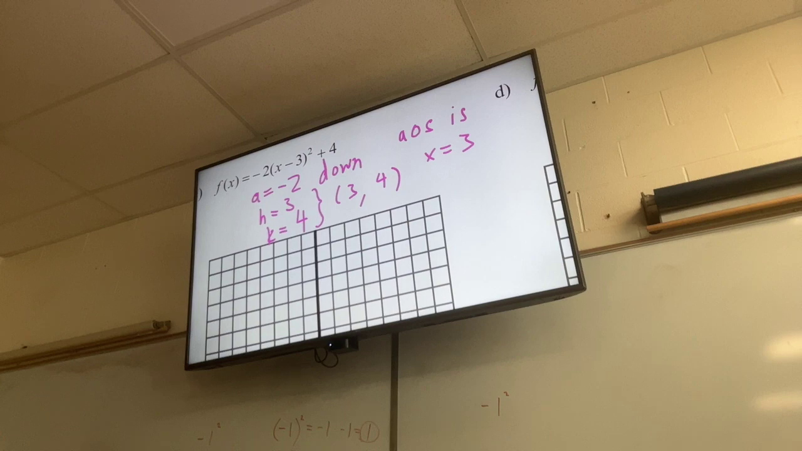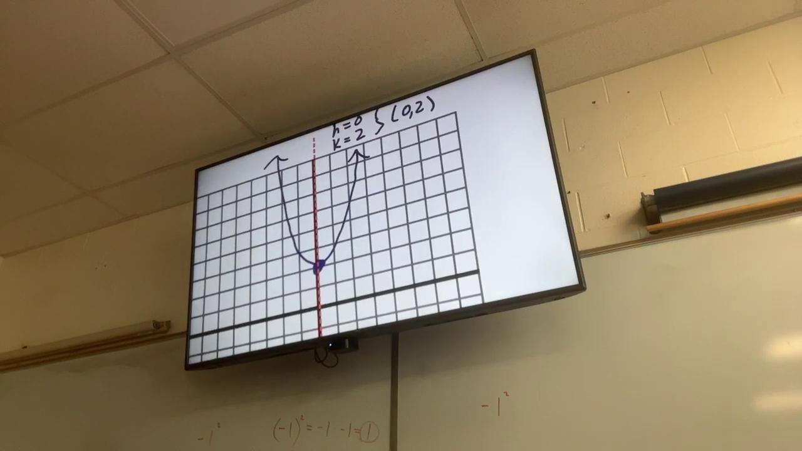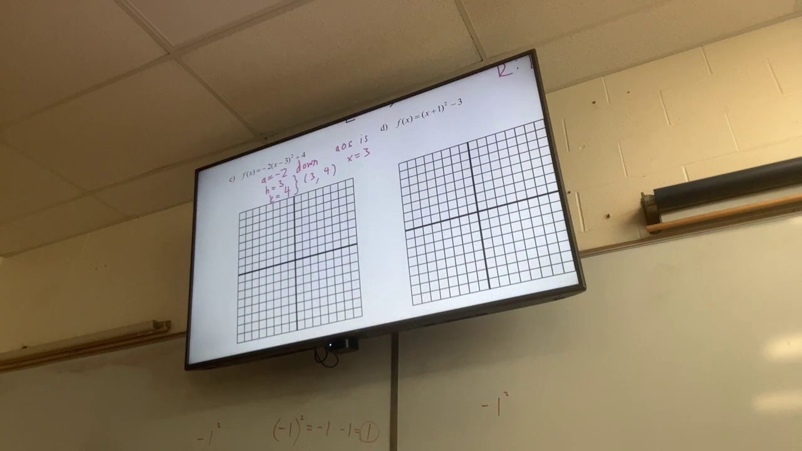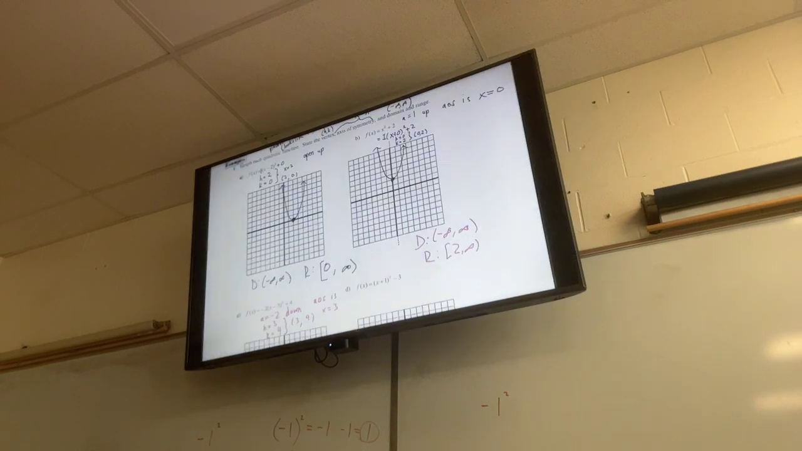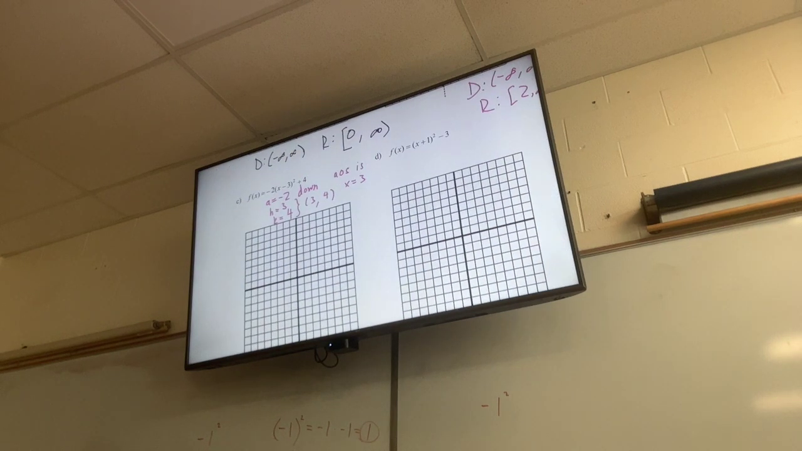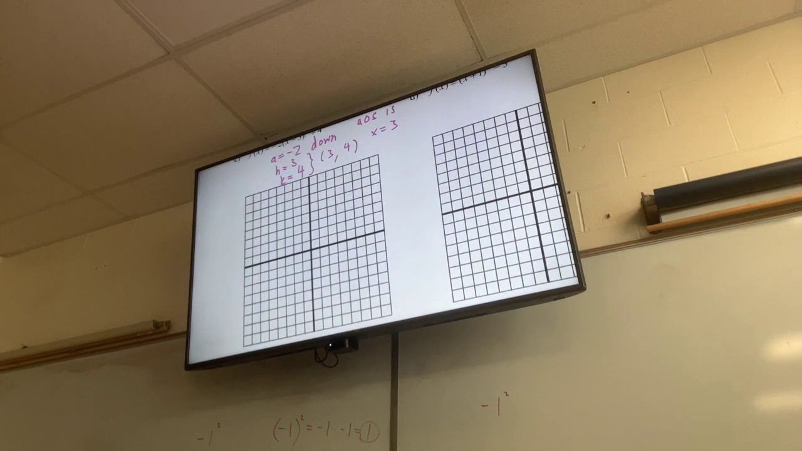What does AOS mean? Axis of symmetry. It's a line that splits your parabola in half. You don't need to draw it if you have vertices, but that's what this is technically called. Wait, so your axis of symmetry is always H? It's X equals H. Yeah. Okay, so then I'm going to plot my vertex, 3, 4. I'm opening down, so I've got to draw an upside down U.